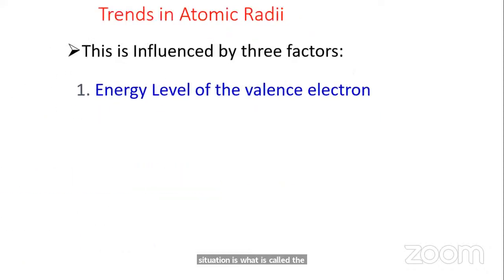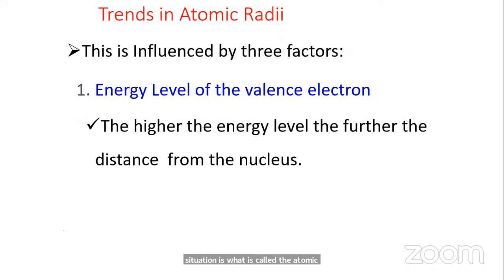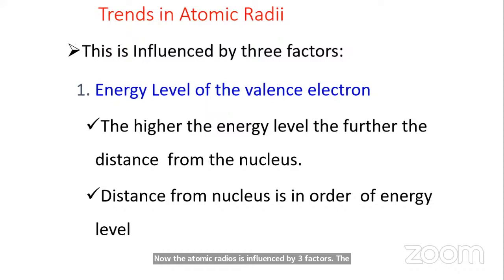Now, the atomic radius is influenced by 3 factors. The first factor is the energy level of the valence electron. The valence electron, remember I mentioned, is the last electron that is present in the last shell, the outermost shell. Now, the higher the energy level of the valence electron, the further the distance of the electron from the nucleus. And so the larger or the higher will be the value of the atomic radius.